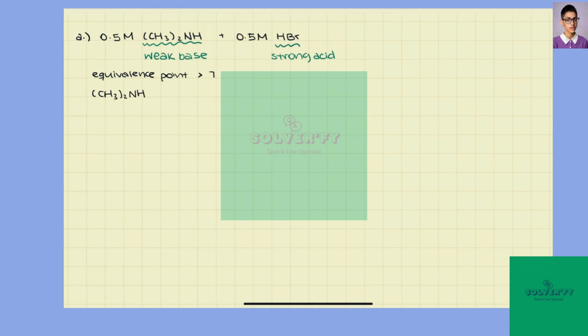We will first write out our chemical equation for this reaction. Since both the base and acid are solutions in 1 liter, our number of moles would be 0.5 moles for both the base and the acid. So this is where we will start off. And at the equivalence point, the number of moles for the acid and the number of moles for the base should be equal to each other.